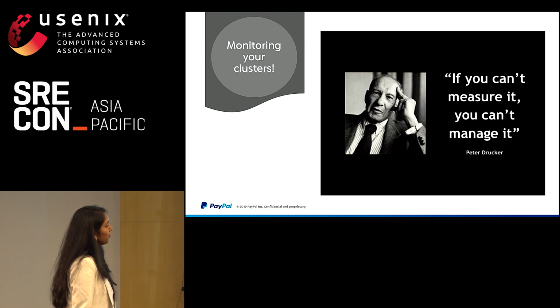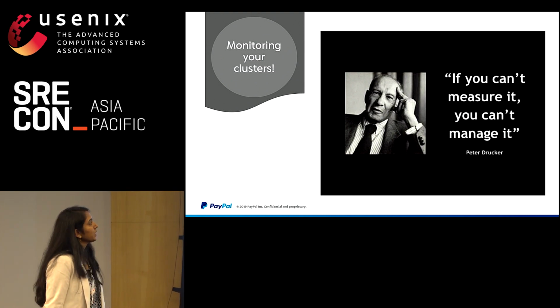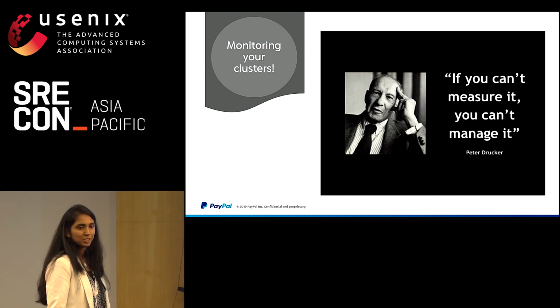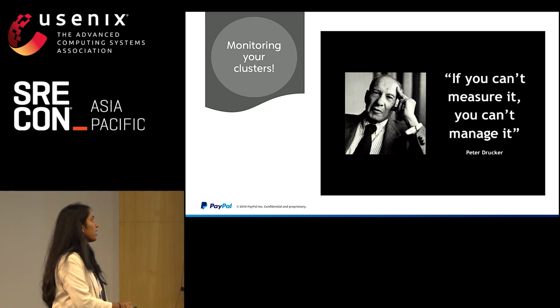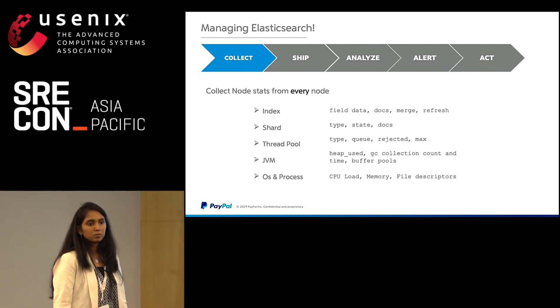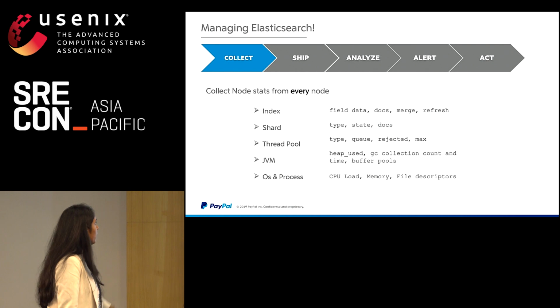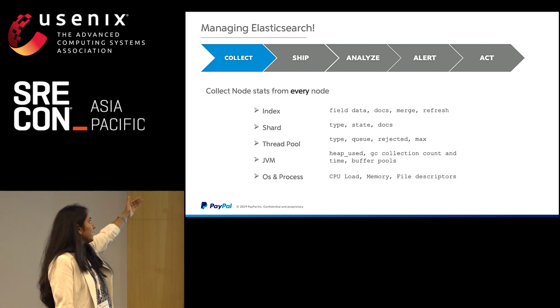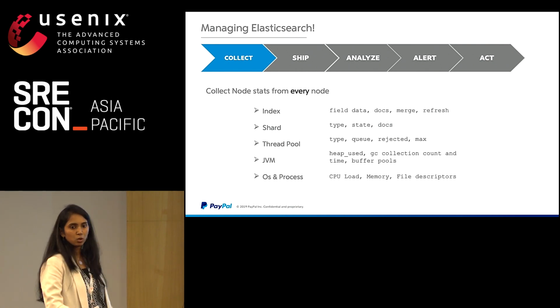Let me borrow a quote from Peter Drucker, who says, if you can't measure it, you can't manage it. So what do you need to measure in order to have better availability for Elastic? There is something called the node stats API, which Elasticsearch itself offers, where you have to collect data in all these 5 dimensions, as we have learned over a period of time.